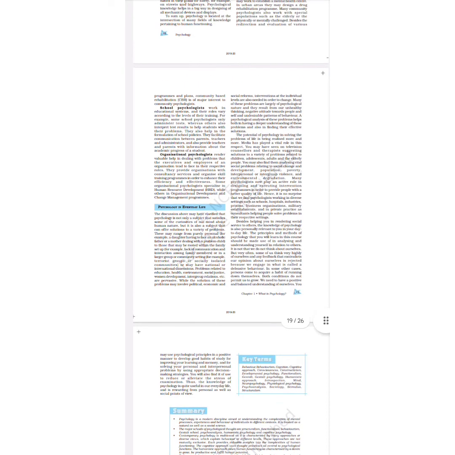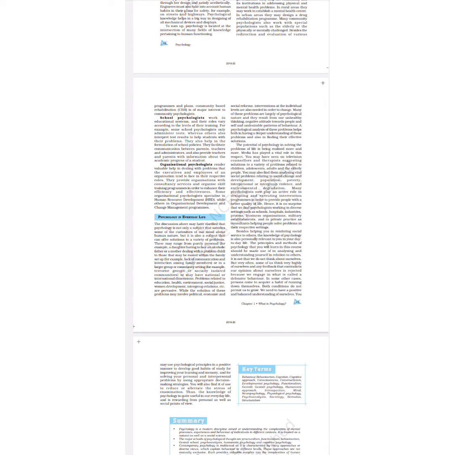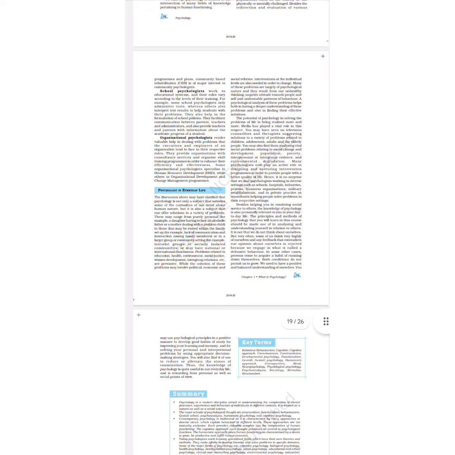solution for this. You must have seen on television these days counselors and therapists suggesting solutions to a variety of problems related to children, adolescents, adults and elderly. Okay, and also it plays an important role in social problems related to population, poverty, etc. So all this you will be studying later on, the solutions in this book. Okay, so this is your first chapter revision, and many questions I had discussed.